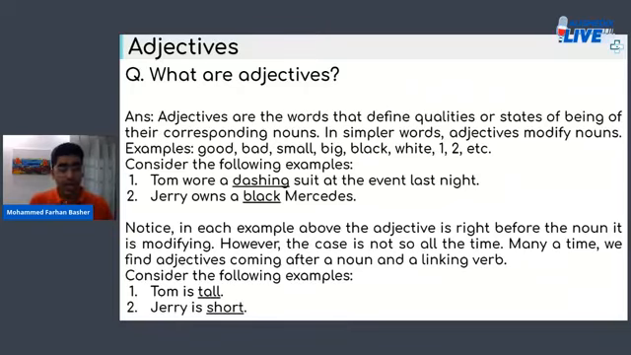Also note the articles that precede both the adjectives, right? Tom wore a dashing suit. So here you have the article a before dashing. So a, as well, is also modifying the noun in this case. A, being an article, is performing as a modifier, just as we have discussed, right? That articles as well are modifiers. So Tom wore a dashing suit at the event last night. Jerry owns a black Mercedes. Okay.